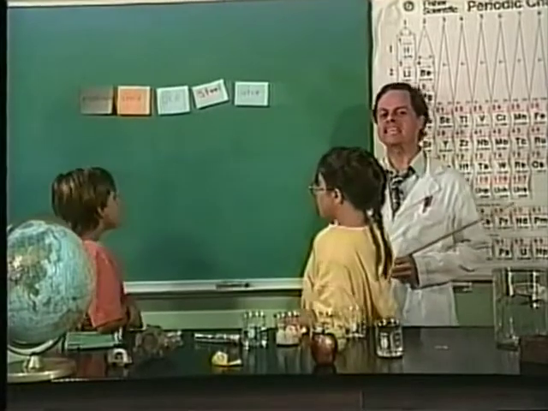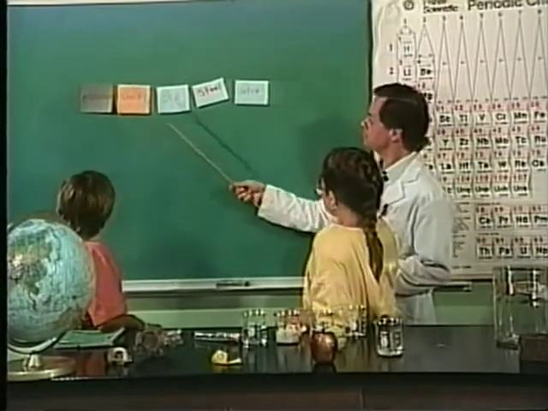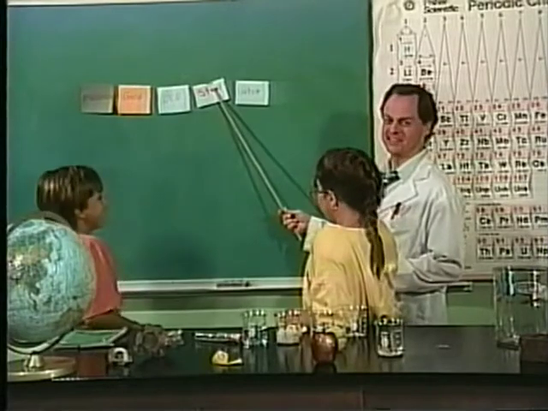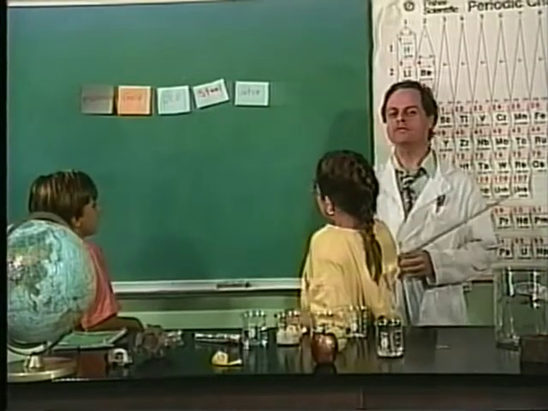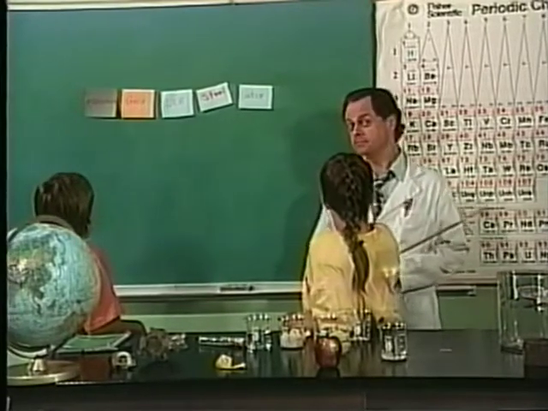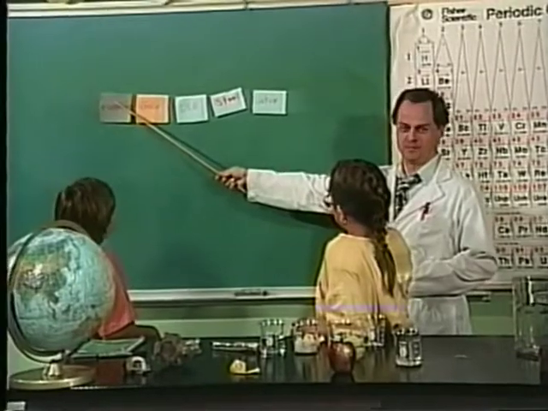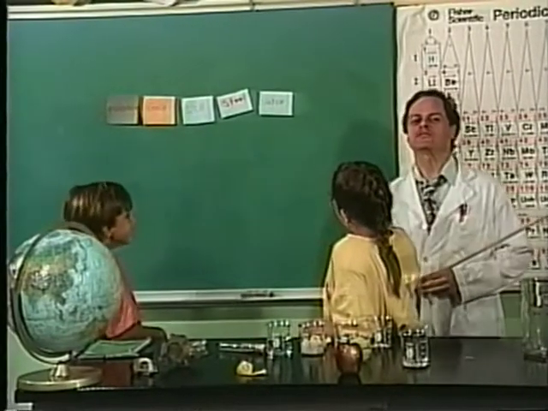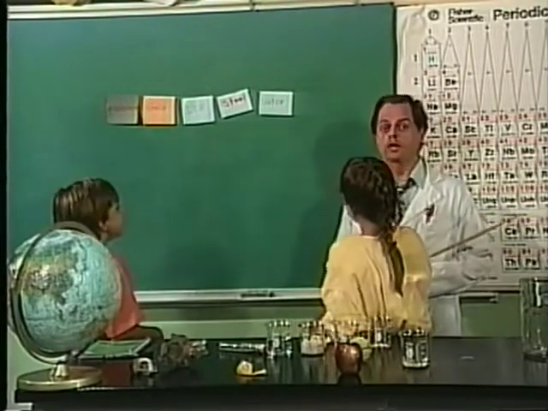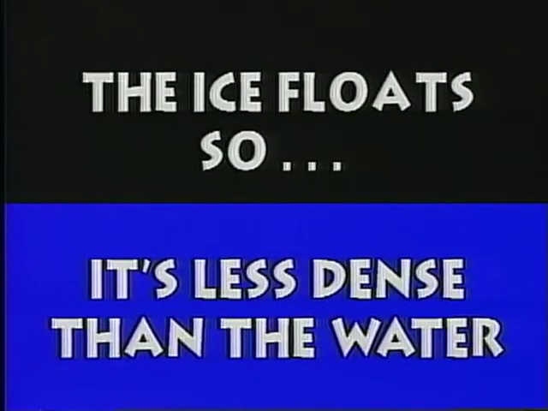Now, what is the next most dense? Steel. Now, out of aluminum, ice, and water, which is the most dense? Aluminum. Of the two left, which has the most density, water or ice? Now, there's a tricky one. Remember that ice floats, so it's less dense than water.